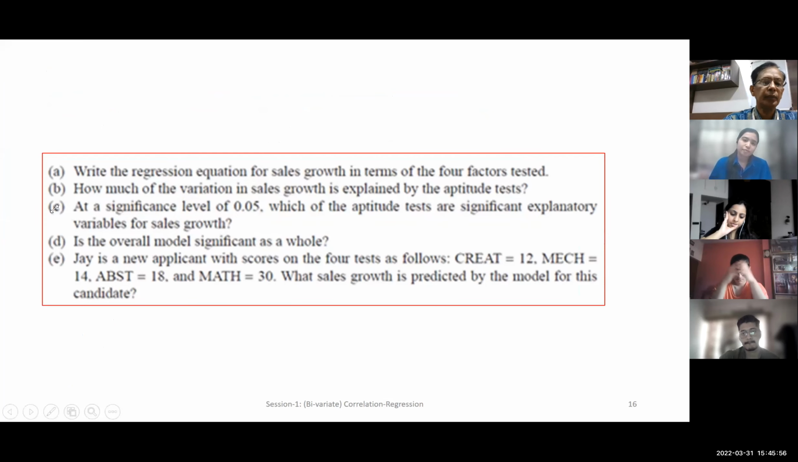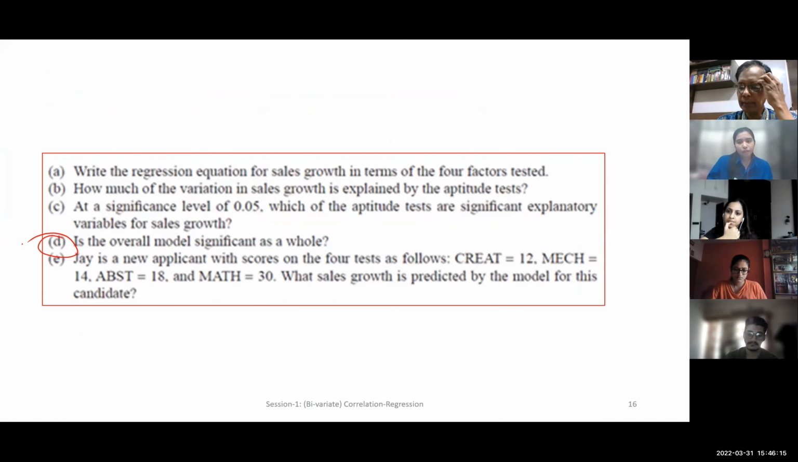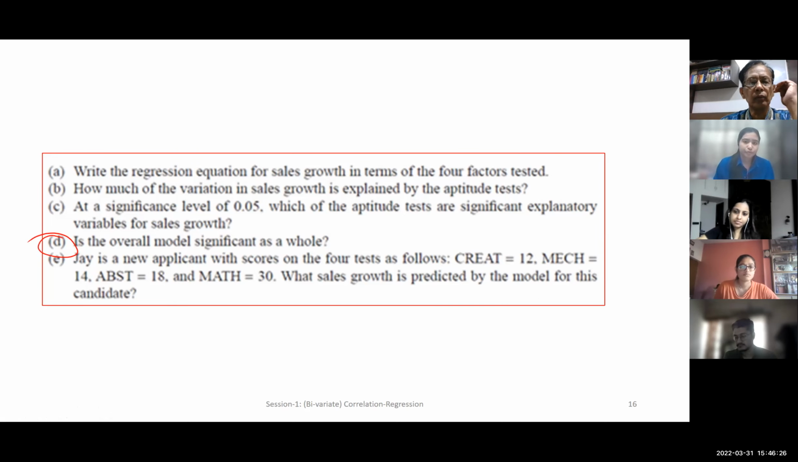PLE, what is the meaning of D bit? What is the answer? Overall model significant. Sir, p-value. Overall p-value. Final P value. Yes, sir. You remember that? Was it less than 5%? Yes, sir, it was less than 5%. So yes, it is significant. आपको लिखना है. Yes लिखो, मार्क लो.